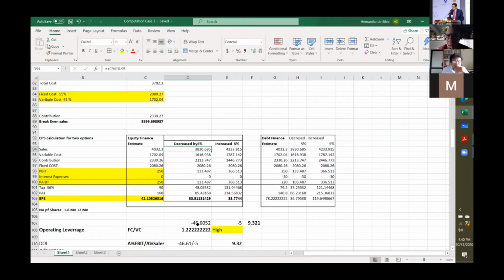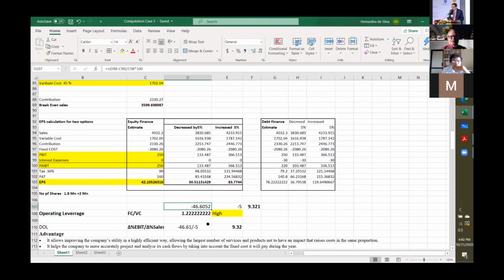46%. The change in PBIT is 46%. Because I took 250, then 133, that is 46%. Okay. But then, 9.32.